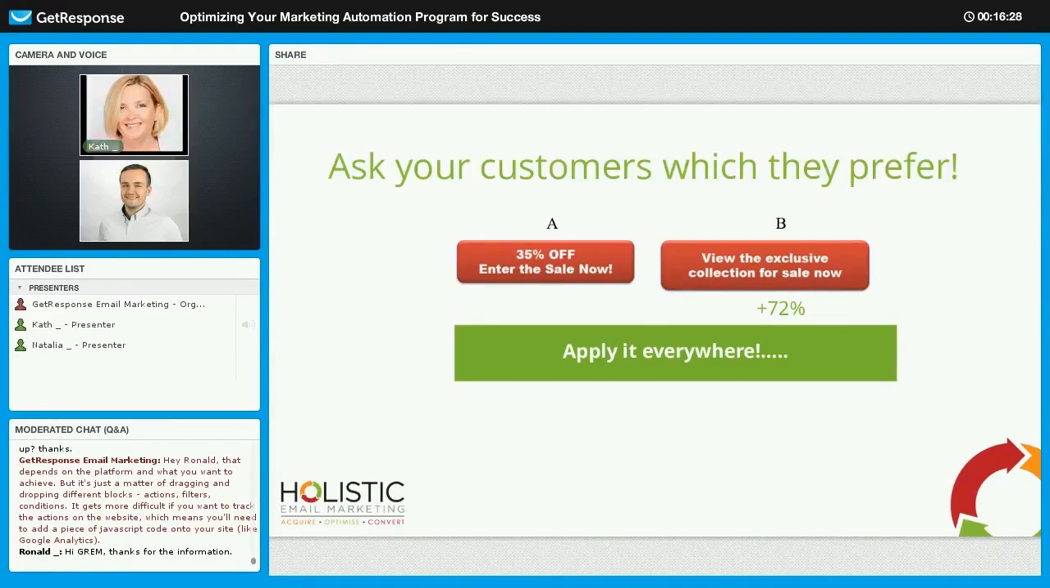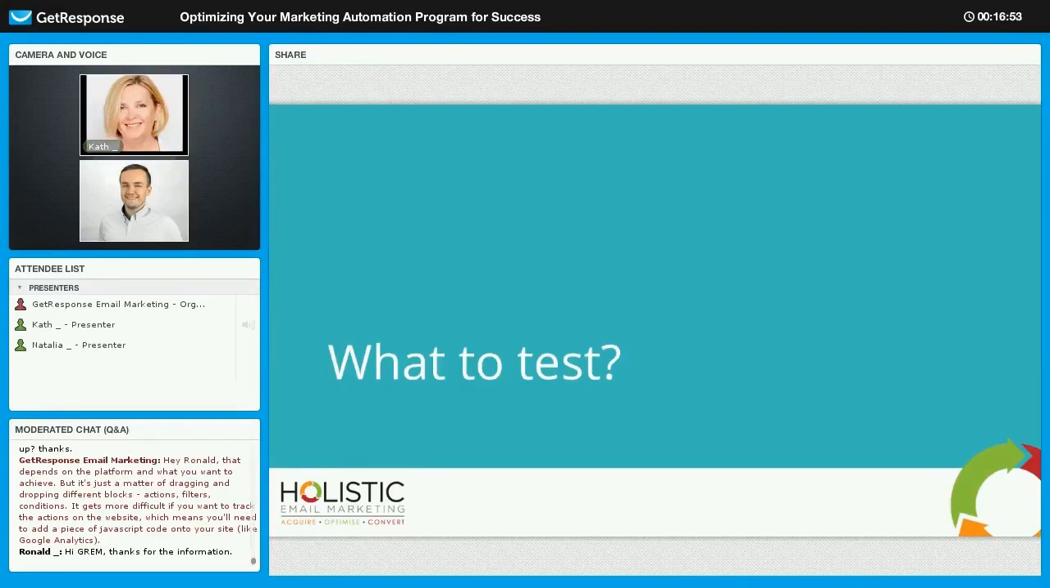This isn't just limited to a call to action. If we have a look, this is an offer that they've tested via a call to action. That 35% off, enter the sale now. Yes, that is a call to action, but it's also the offer that they've tested versus view the exclusive collection for sale. So we're talking about different motivations here, and I'm going to talk more about the motivation side of things later on. But we can be applying this everywhere.